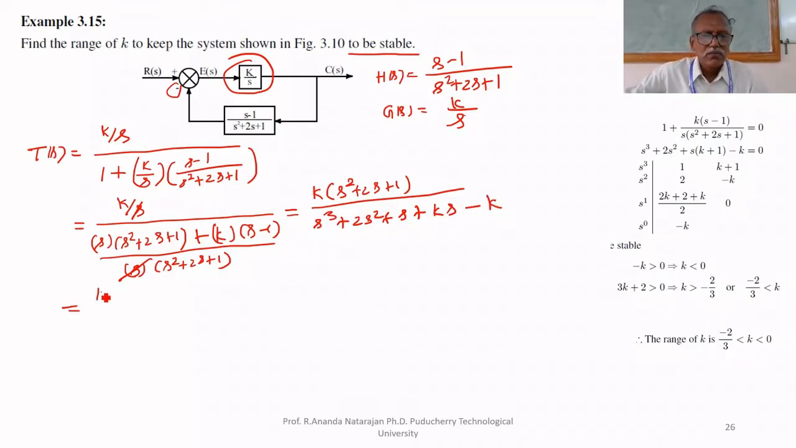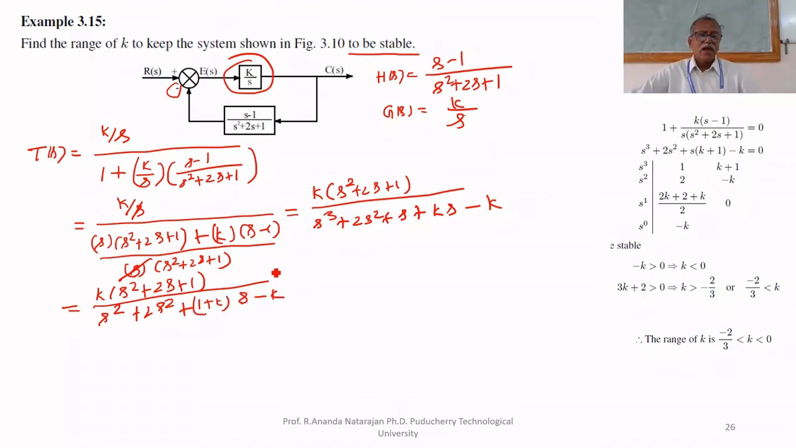that is equal to k(s² + 2s + 1) upon s³ + 2s² + (1 + k)s - k. So the denominator is the characteristic polynomial. This is the characteristic polynomial.